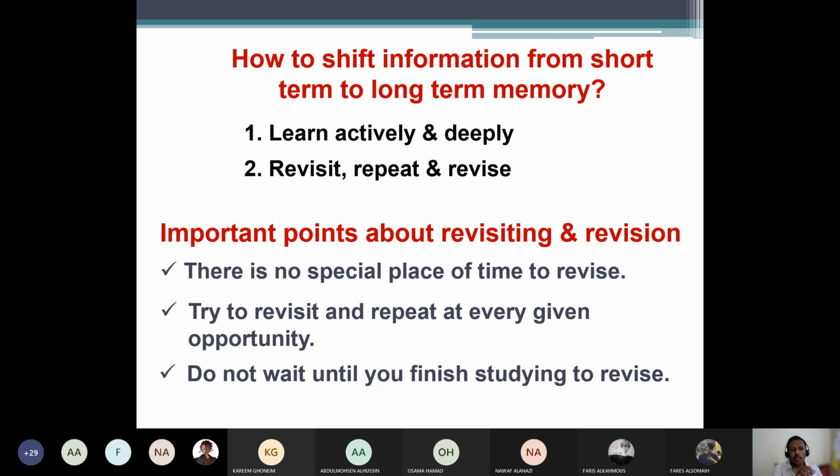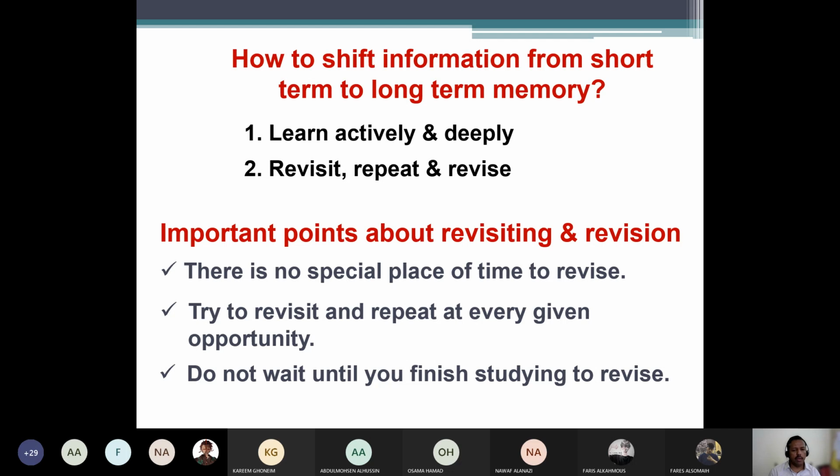But if I ask you what is your mobile number, you can tell me because you have been using it for many years, or it is so frequently used. That's why it is kept in your long-term memory. So short-term memory is only for a short time. Long-term memory is deep in the brain. For converting short-term to long-term memory, you have to learn actively and deeply, and repeat, revise, and revisit the same thing many times. Then only you will remember it for the long term.